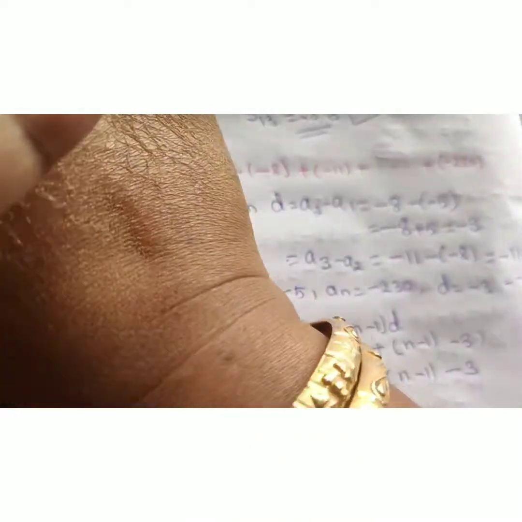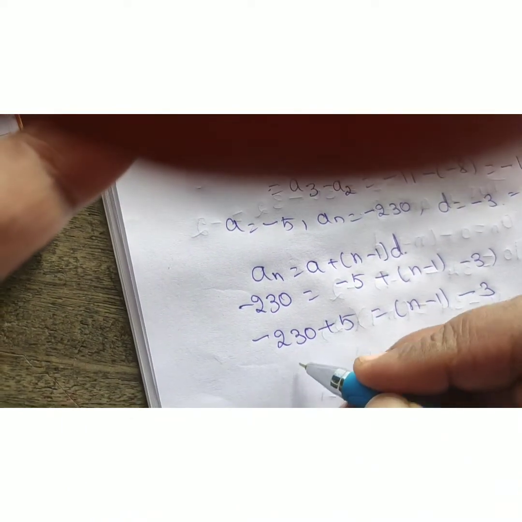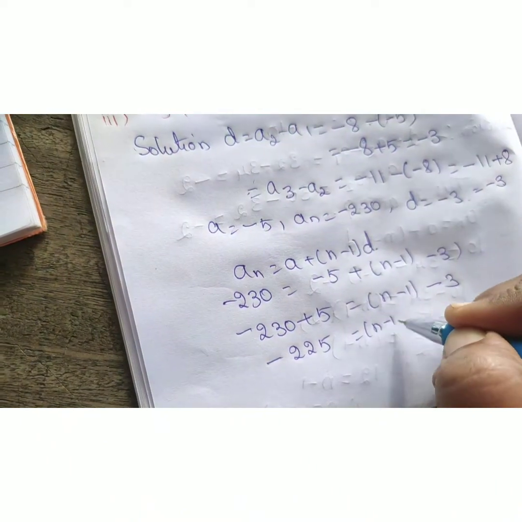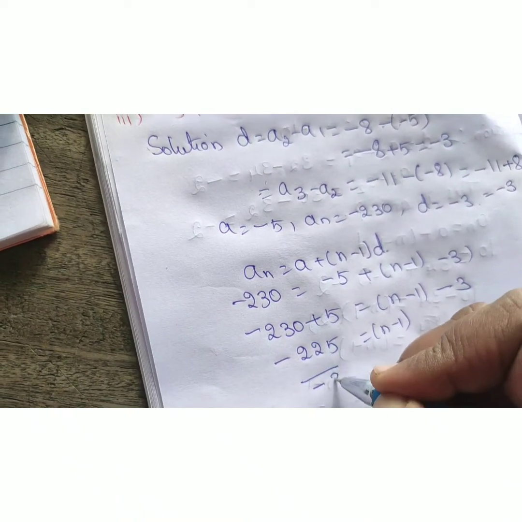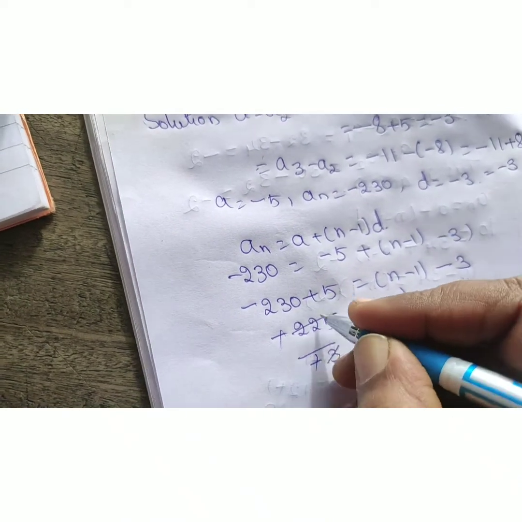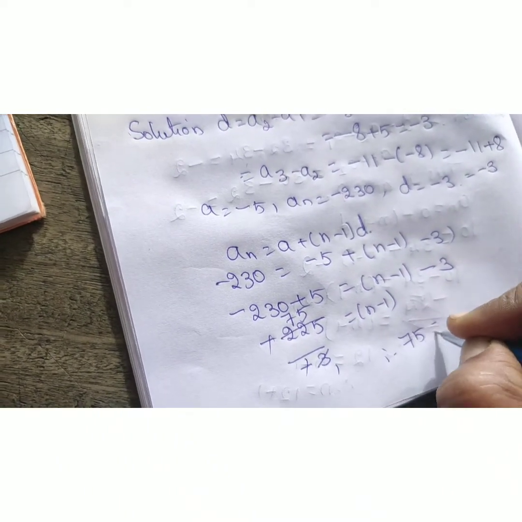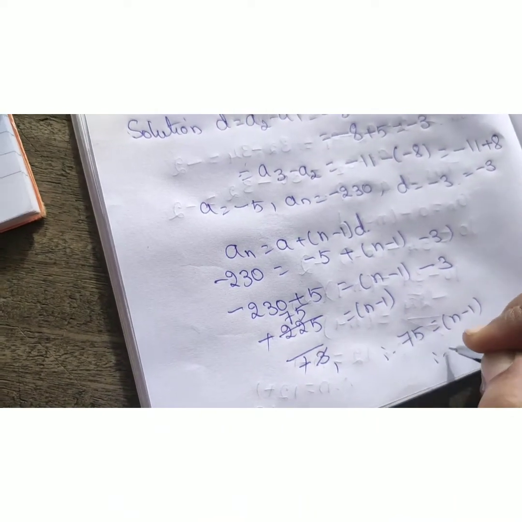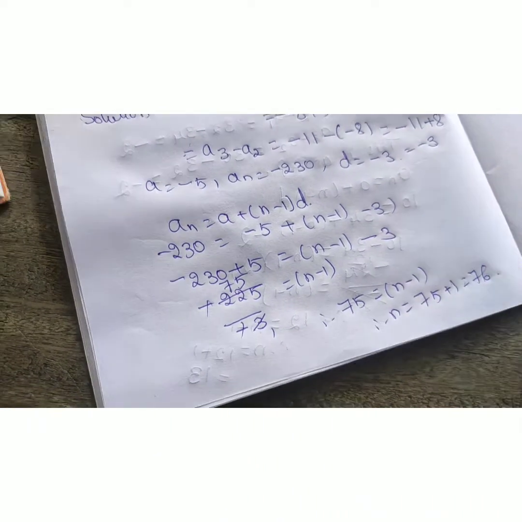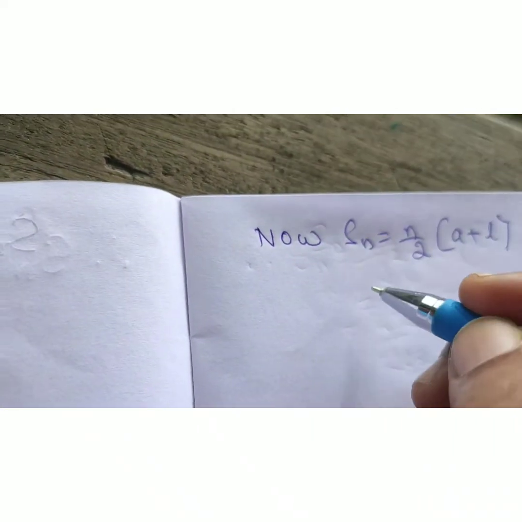So minus 230 plus 5, you have the answer, minus 225 after the operation. Minus 225 is equal to n minus 1 into minus 3. So you can simply cancel the minus signs. 3 1s are 3, 3 7s are 21, 3 5s are 15. So what you have, 75 is equal to n minus 1. Therefore n will be 75 plus 1, that is equal to 76. Now apply that here. You got your n is equal to 76.